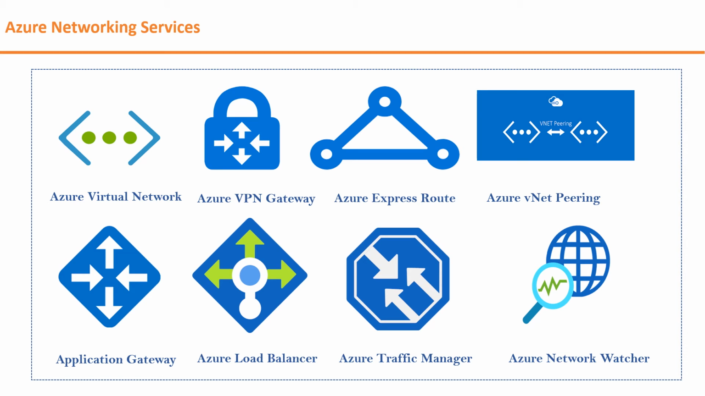Azure supports the following types of peering: virtual network peering and global virtual network peering. With virtual network peering, you can connect your virtual networks within the same Azure region. Whereas with global virtual network peering, you can connect virtual networks across Azure regions.